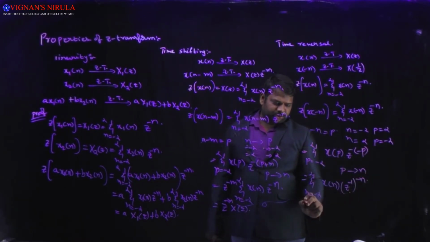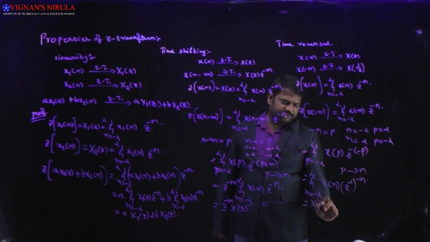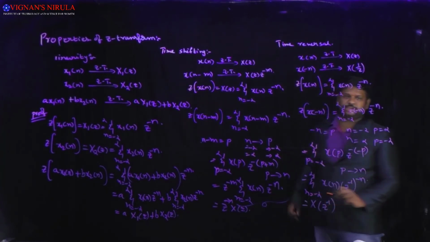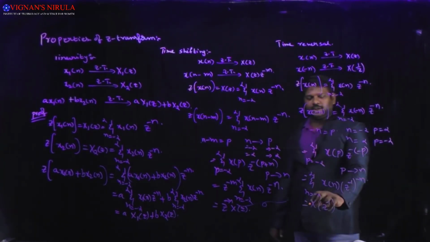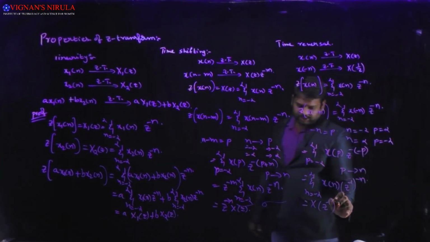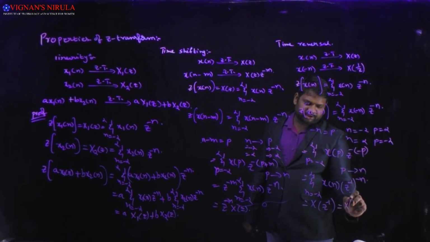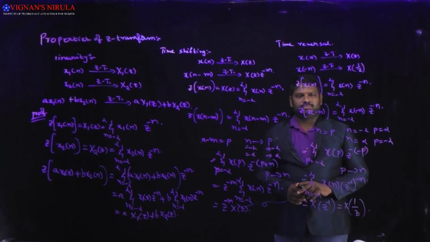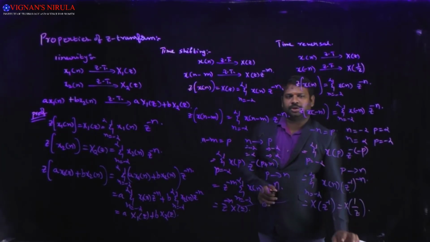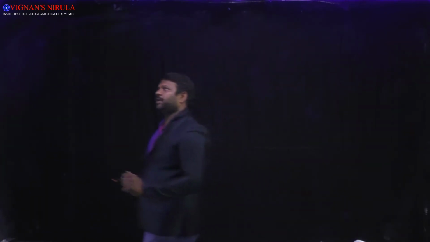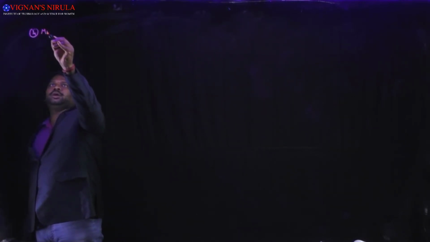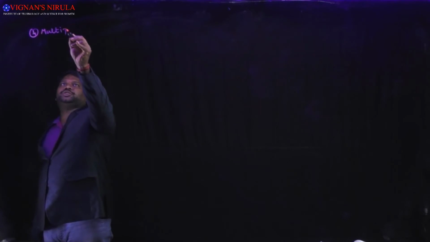Therefore, z inverse means it's nothing but x of z inverse. In place of z we'll have z inverse. That's why it will be called the Z transform at z inverse. That will be written as x of 1 by z. That is the Z transform of the time reversal property. The next property is multiplication by the exponential sequence.